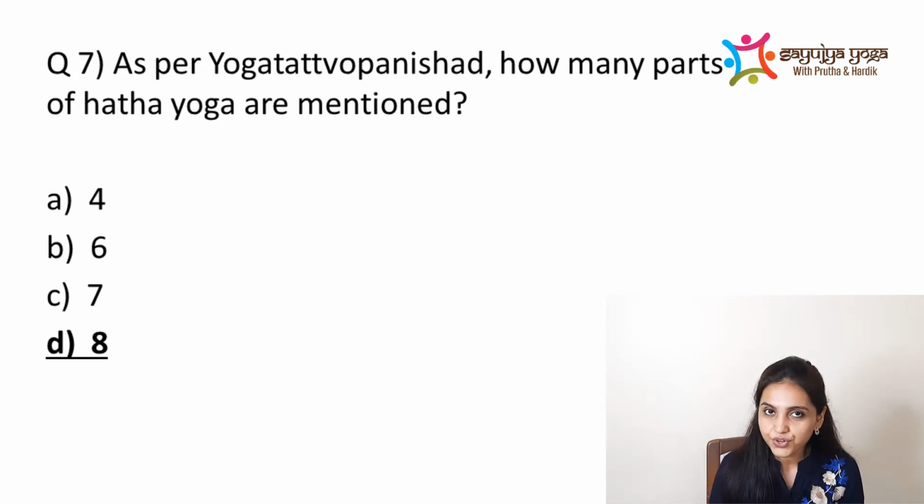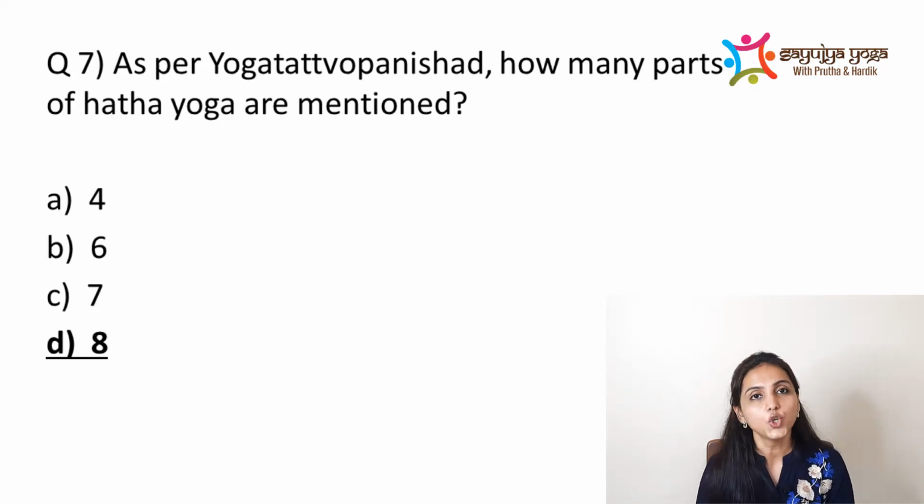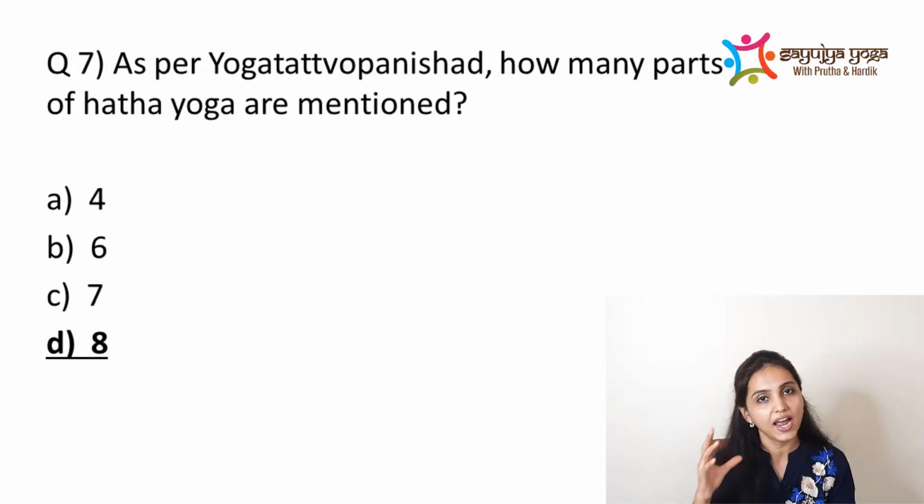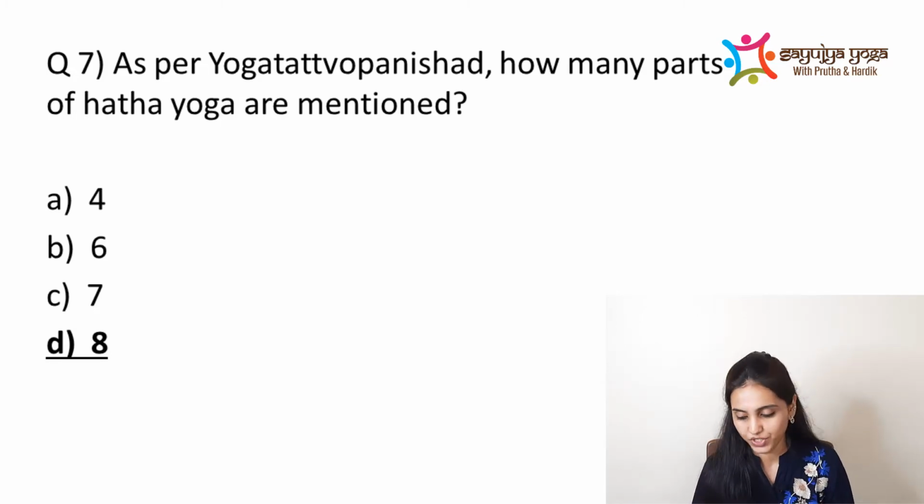So don't get confused when you have questions from Yogatattva Upanishad. According to Yogatattva Upanishad, Hatha Yoga has 8 parts because there is no clear-cut demarcation between Hatha Yoga and Raja Yoga when it comes to Yogatattva Upanishad.